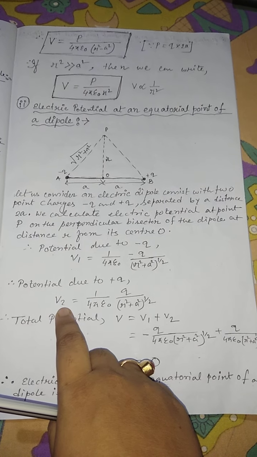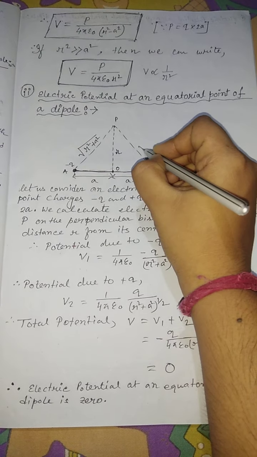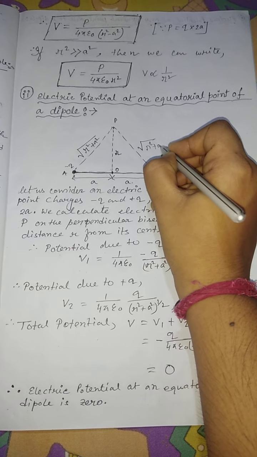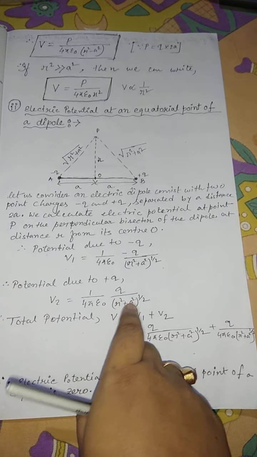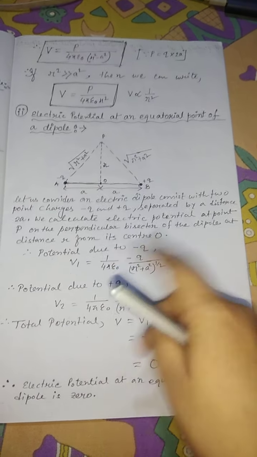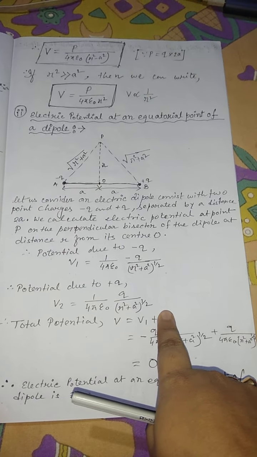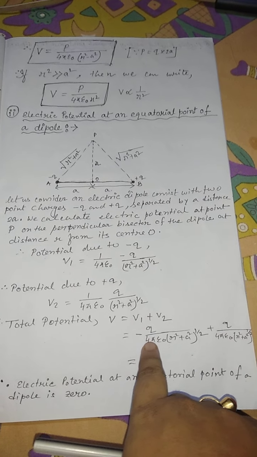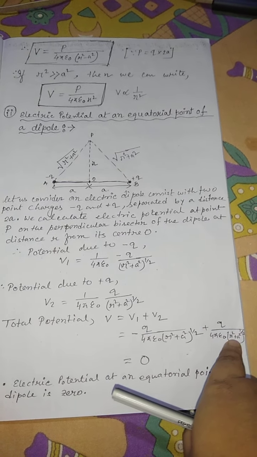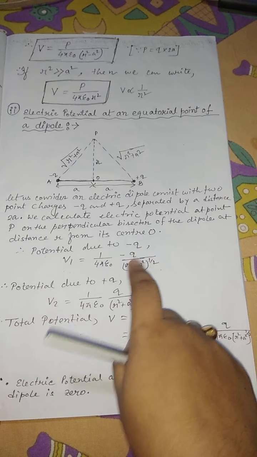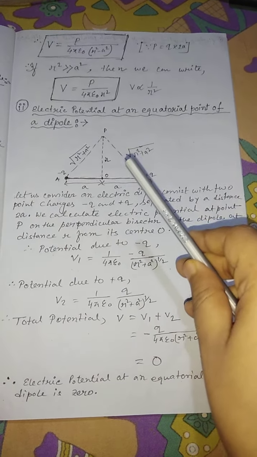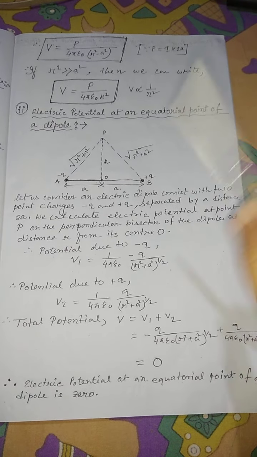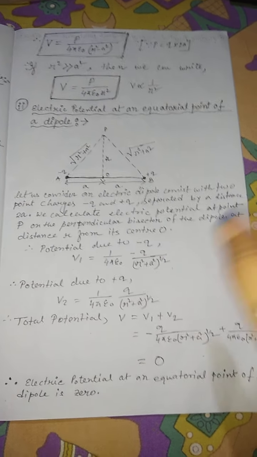Similarly, V2, because this side is also the same, r square plus a square, we get 1 by 4 pi epsilon naught q by (r square plus a square) to the power half. Now the total potential at point P is V1 plus V2. So this is minus q by this one plus q by this one. Both cancel each other because the magnitude is the same. So it equals 0. So remember, the electric potential at an equatorial point of a dipole must be 0.